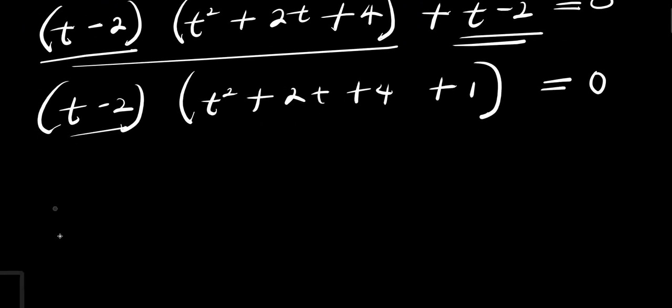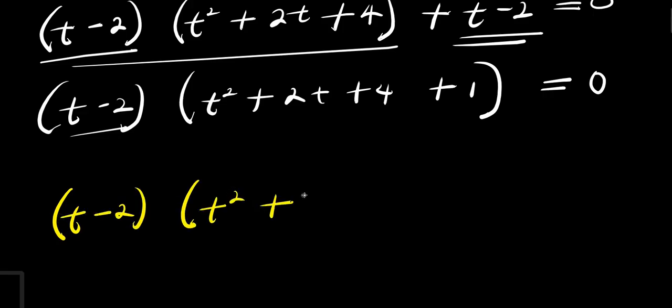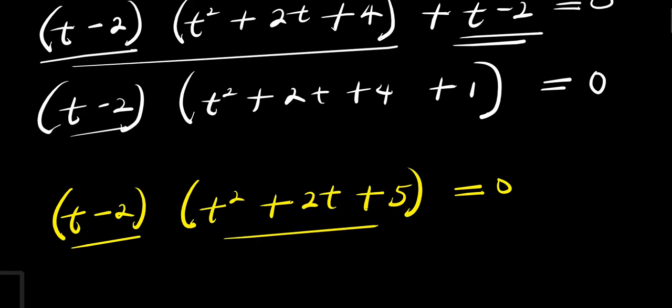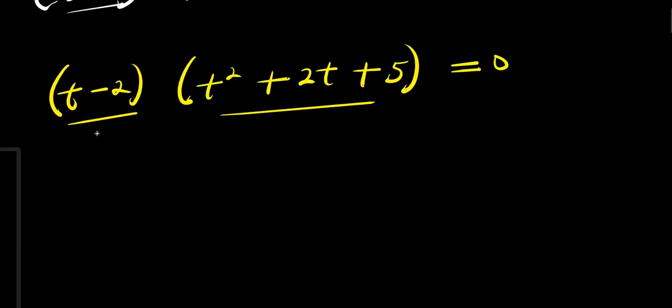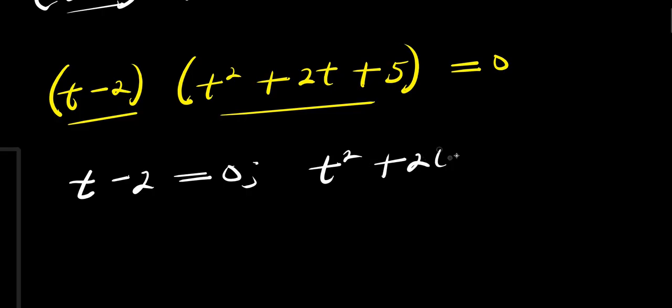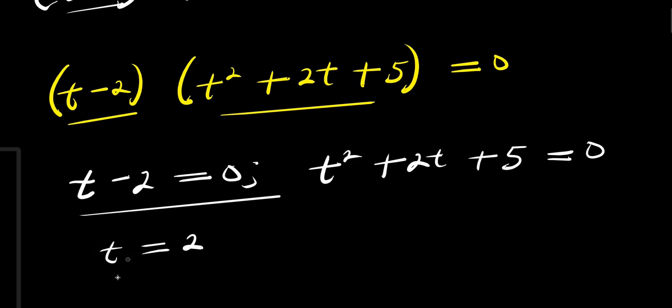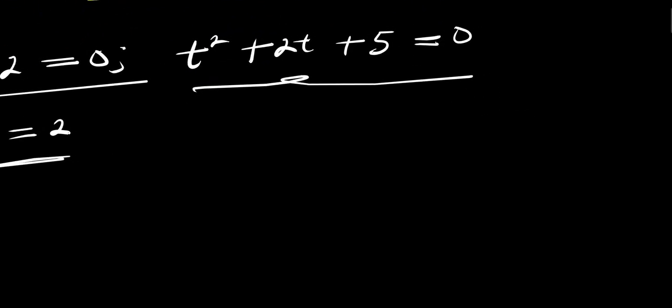So from here, we have t minus 2 times t squared plus 2t plus 5, and this equals 0. So we equate each of these to 0. The first one will be t minus 2 equals 0. We also have t squared plus 2t plus 5 equals 0. If t minus 2 equals 0, we have t equals 2. It's our t1. Now let's solve this for the other values of t.